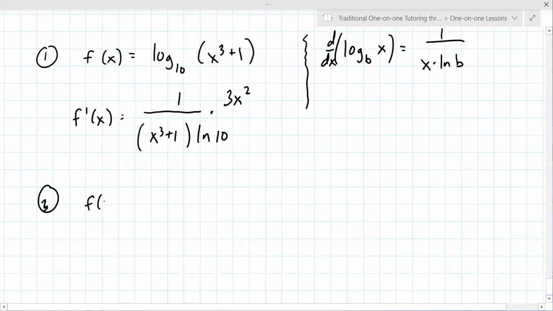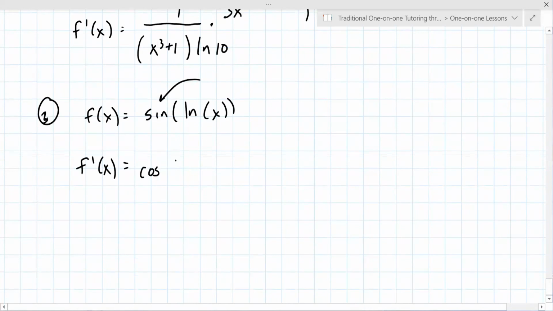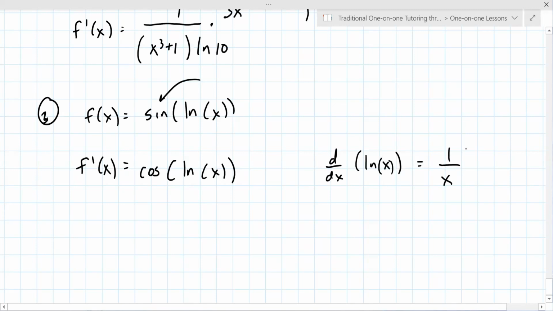Number 3, f of x equals sine natural log of x. So you have to be able to take the derivative of the outermost function. What is the outermost function here? Sine x. So what's the derivative of sine? Cosine. Keep the inside function. Now d dx of ln x is always 1 over x, or whatever's inside, whatever you're taking the natural log of, and then you multiply by the chain rule. So here the derivative of ln x is 1 over x. And that's it.